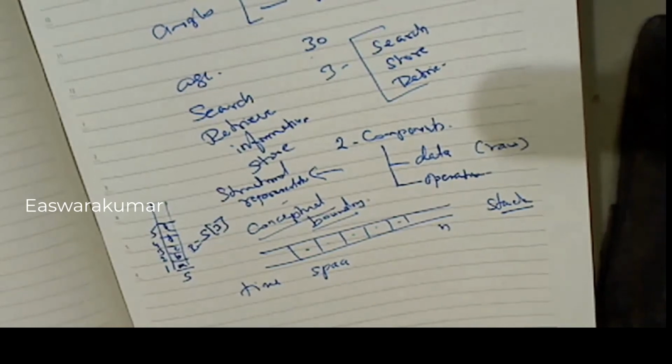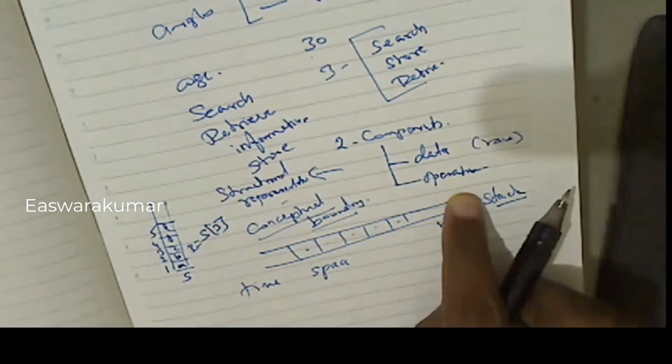So what do we mean by time here? For example, I stored something into the data structure, and I want to retrieve that. If I want to retrieve it, I have to execute an operation here.